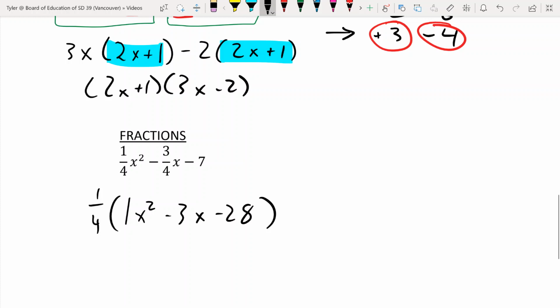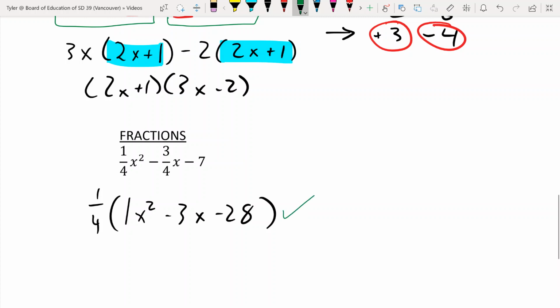Now, I always find it helps to double check this because this is where students make a lot of mistakes. So you just think, okay, wait, 1 times a quarter? Yeah, that gives me a quarter. Negative 3 times a quarter? Yeah, that gives me 3/4. Negative 28 times a quarter? Yeah, that gives me negative 7. Good, I did this properly.